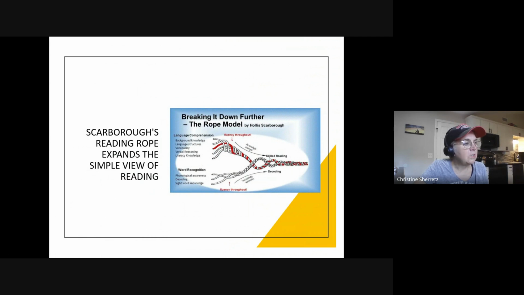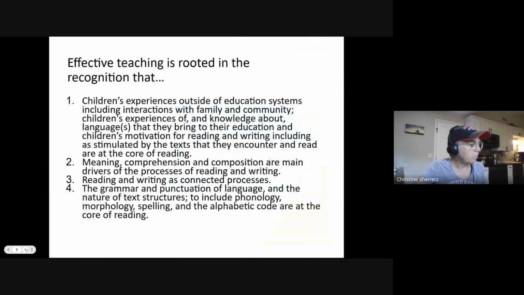So here we have our foundational skills, and here we have language, and together, those foundational skills include decoding. We have to be automatic with those. Comprehension, we have to be strategic with those. So we know that effective teaching is rooted in some of these big principles. Children's experiences outside of education, how they influence family and community, is also important. But that's not considered in Scarborough's reading rope.